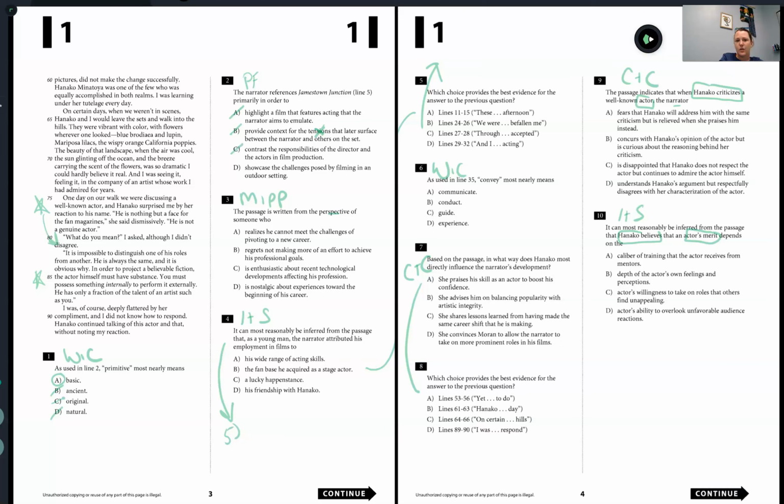Showcase the challenges posed by filming in an outdoor setting. Yes, that will do, because we talked about the shadows, we talked about the heat, we talked about the rain. D is our choice.